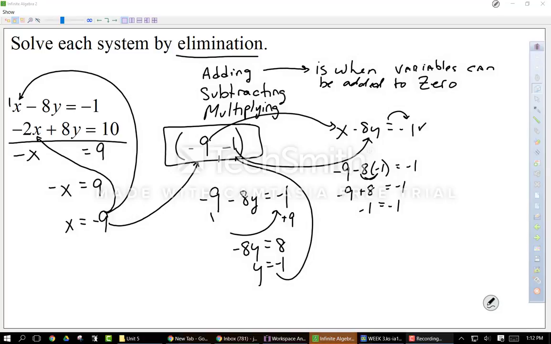So that works. Well, it has to work in both equations, not just one of them. So let's take the other: negative 2x plus 8y equals 10. Negative 2 times negative 9, plus 8 times negative 1 for y, equals 10. Let's make sure the left equals the right. This is 18 minus 8 equals 10. 10 equals 10, and that works. Therefore, because this ordered pair works for both equations, this is our right answer. It's the only answer that will work.